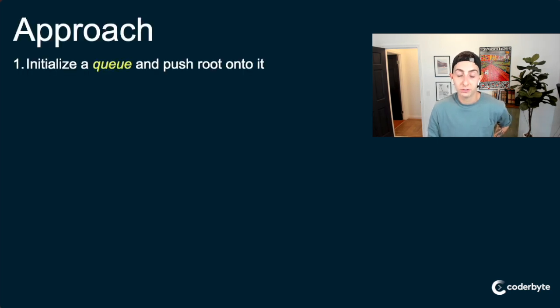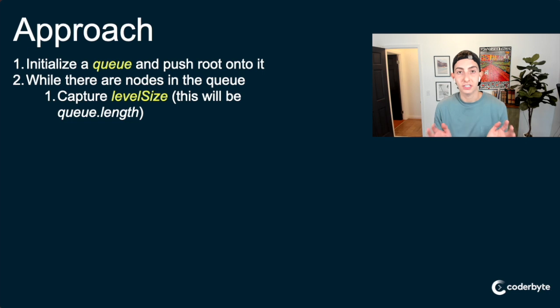So first, we're going to, of course, initialize a queue and push the root onto it. This is key. You have to know when you're doing a breadth first search that you need to use the data structure queue, which is first in, first out, similar to if you're standing in line at the grocery store. While there are nodes in the queue, we are going to capture the level size. And again, this is exactly the same as last week. It will be the queue.length with each iteration of our while loop.